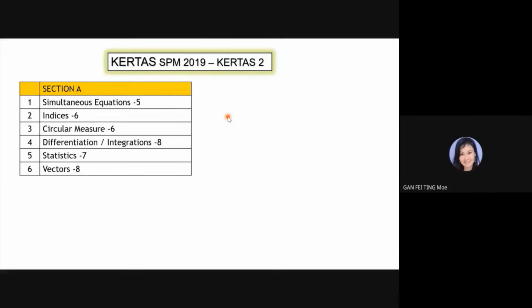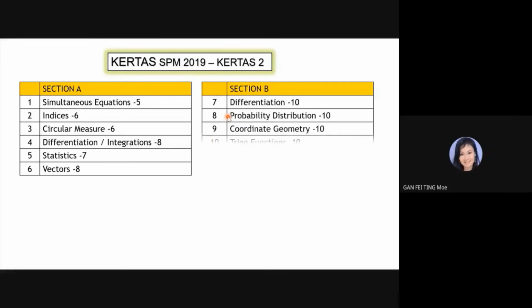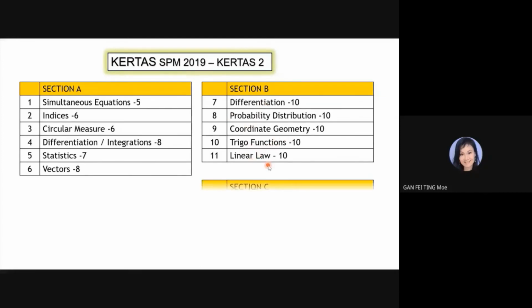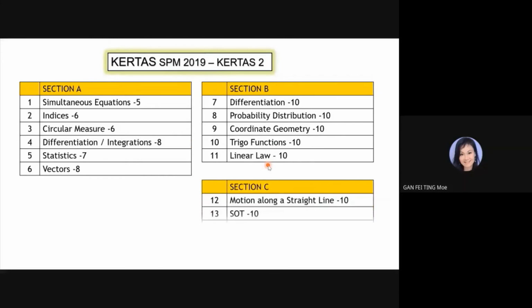Because if I were to form a differentiation question by itself, it's quite difficult. Then statistics, vectors, and then section B: differentiation, probability distribution, this one also, right? And then coordinate geometry, trigonometric function, and linear law. Okay, and then section C. This is section C. The 4 chapters that I told you just now are in blue color.